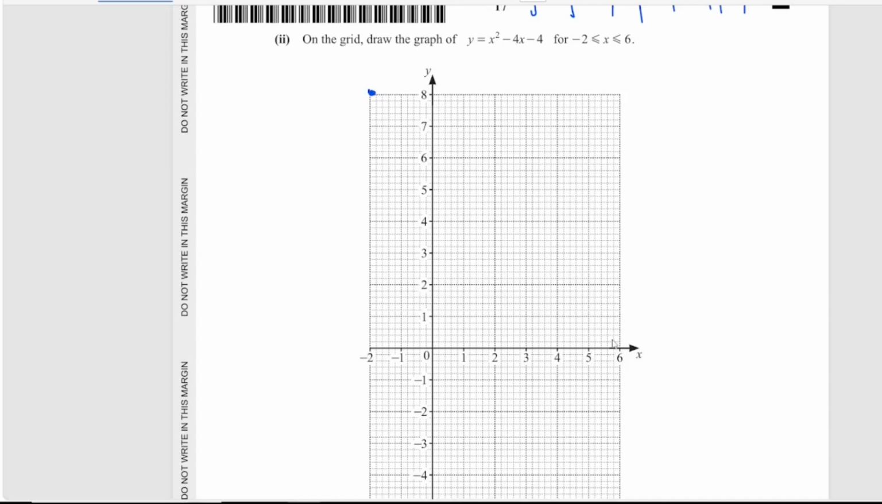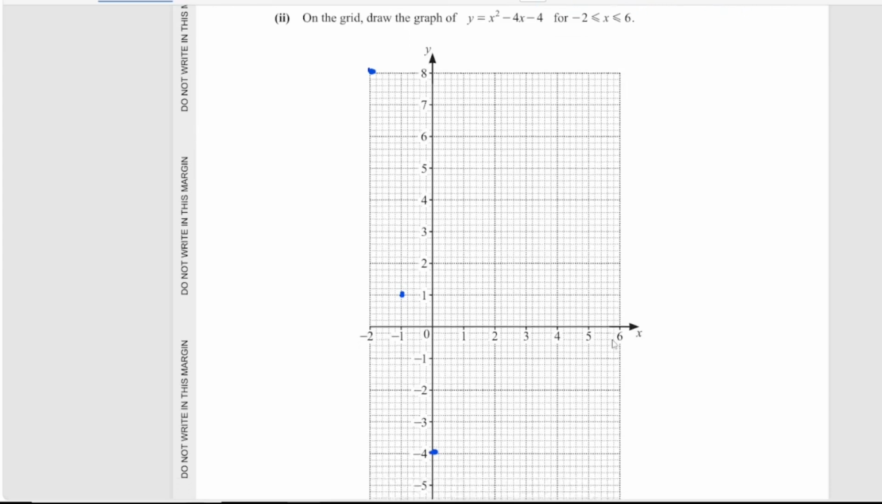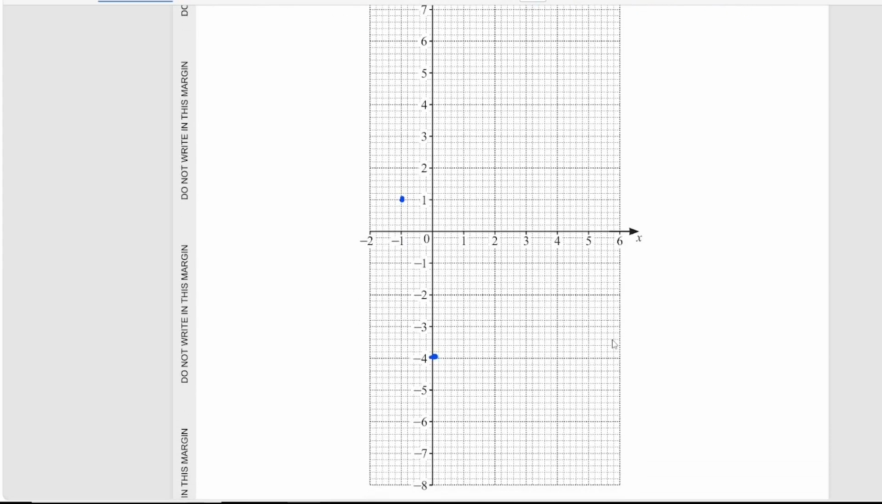When x is -1, y is 1. So -1, 1 is here. When x is 0, y is -4. 0 on the x-axis, -4 on the y-axis. When x is 1, y is -7. So 1 here, -7 comes down here. When x is 2, y is -8. 2, -8 is here. Then when x is 3, y is -7.